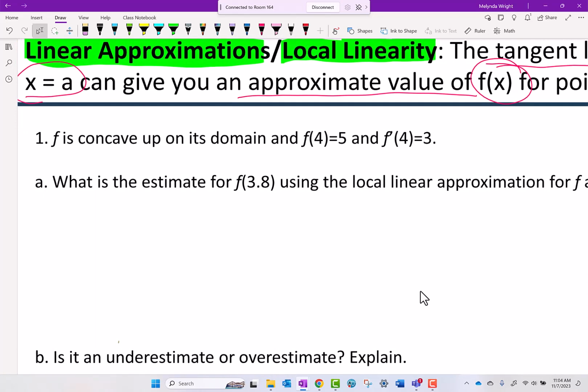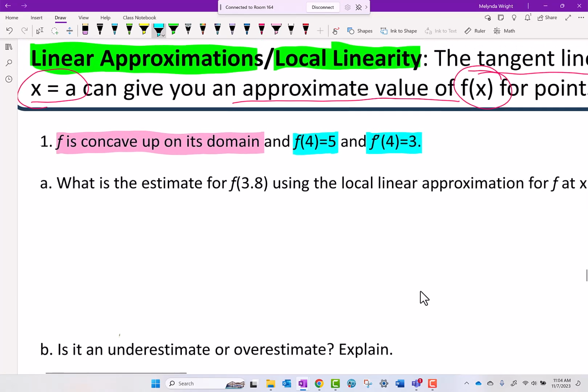So let's see. We've got f is concave up on its domain. Now we don't really know what we need this for yet, so I'm just going to highlight it. We're going to need it, or they probably wouldn't tell it to us. So we'll just put that on hold. And they give us function values. They tell us f of 4 is 5 and f prime of 4 is 3.